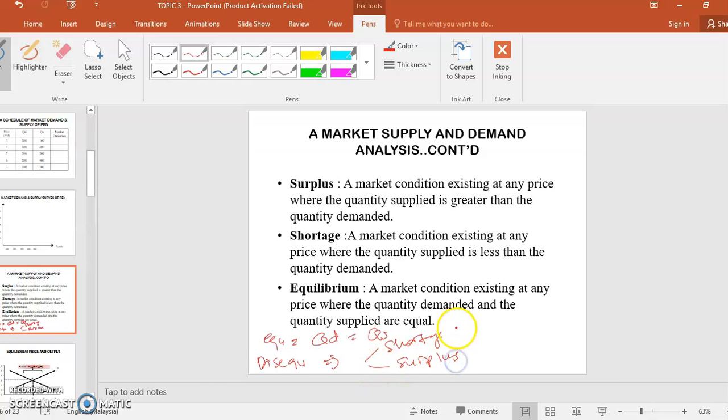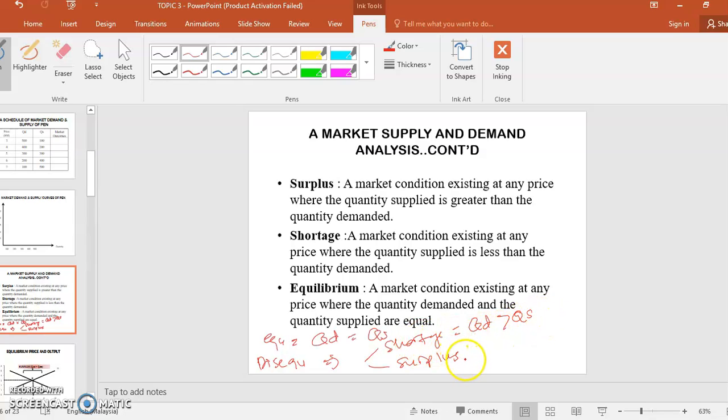What is meant by shortage? Shortage occurs when quantity demanded is more than quantity supplied. A market condition existing at any price where the quantity supplied is less than the quantity demanded. Quantity yang nak dibeli lebih banyak daripada quantity yang dijual, so berlaku kurangan, shortage.